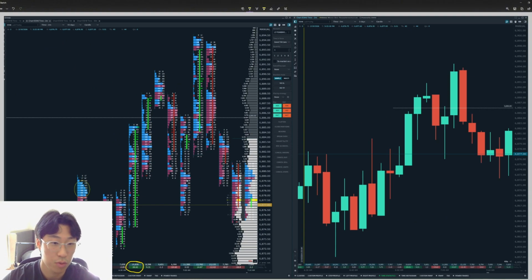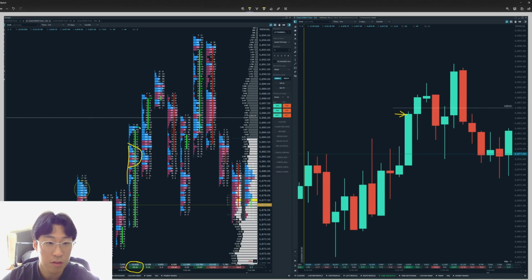20% positive delta, pretty good. We saw this P shape hold, and to me, that was enough confirmation to enter the trade long. So I entered the trade right over here, targeting the 69.10s, which were way above here.